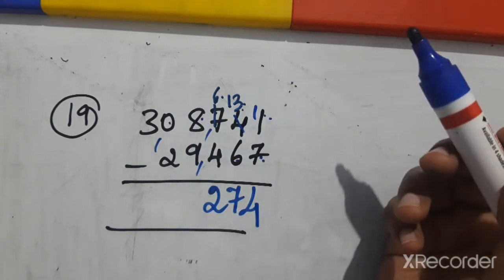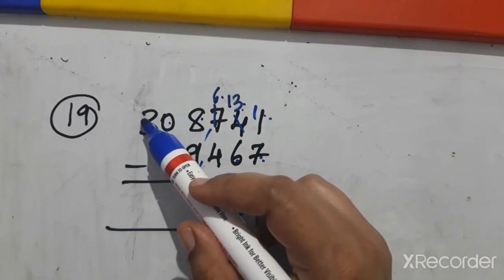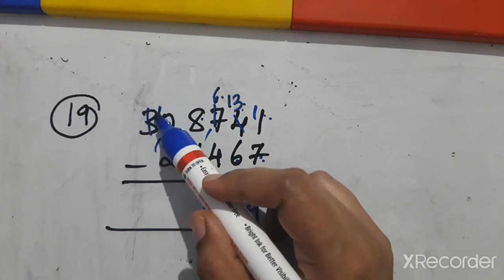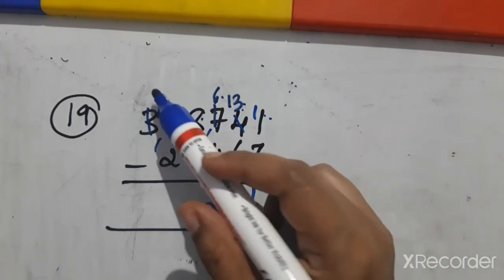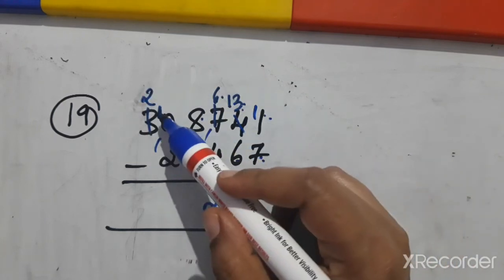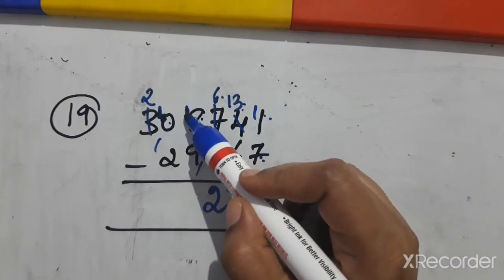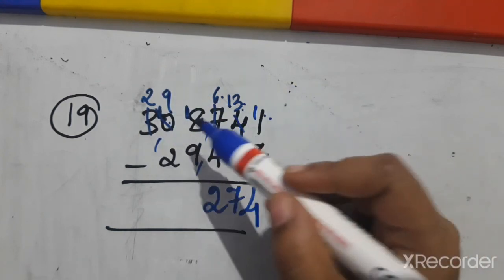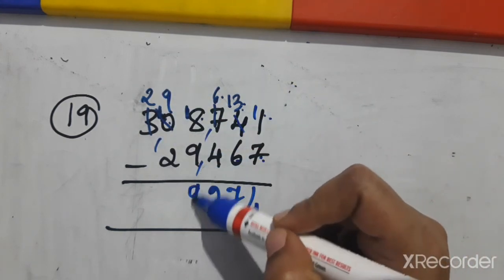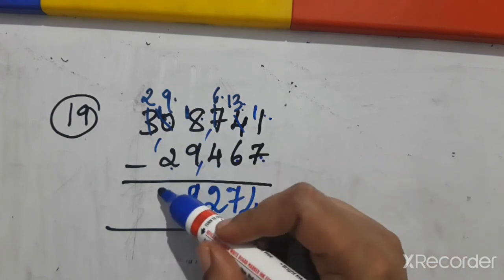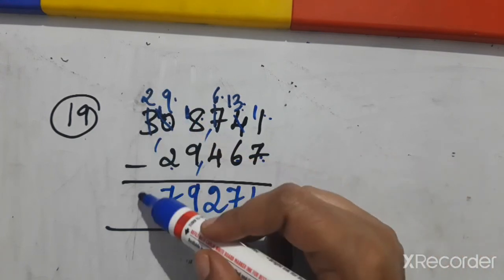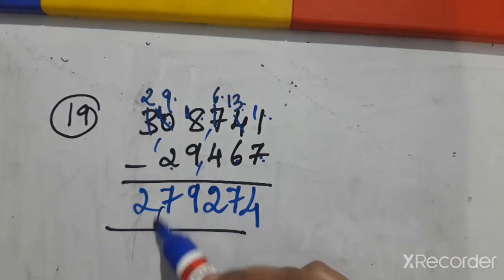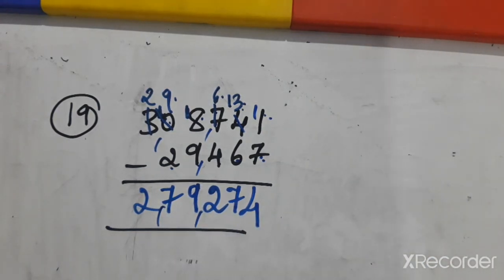Now 8. 8 minus 9 we can't subtract, borrow 1 from next number. Next number also has 0 rupees. So borrow 1 from next. So 3 will help here. So this will become 10 and 3 is now 2. And this 10 will help here. So here 8 will become 18 and 10 is now 9. 18 minus 9 is 9 and 9 minus 2 is 7 and 2 here. Answer is 2,79,274.